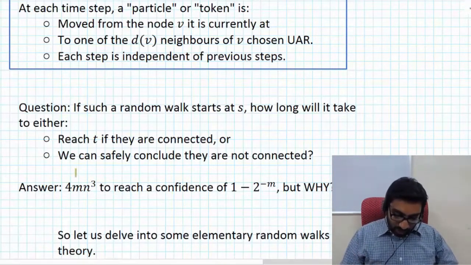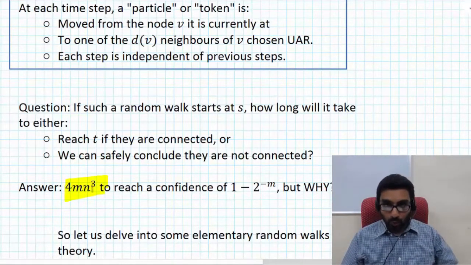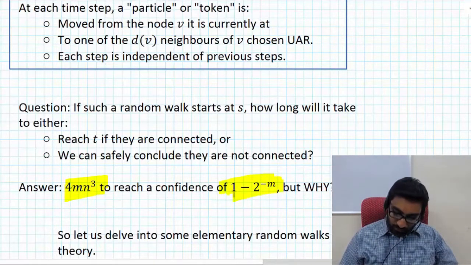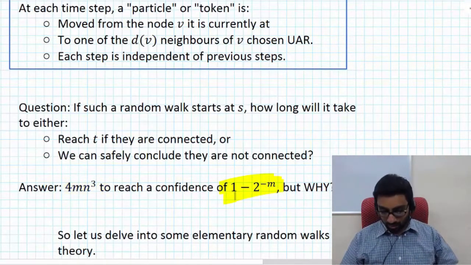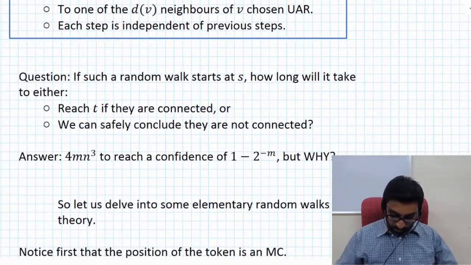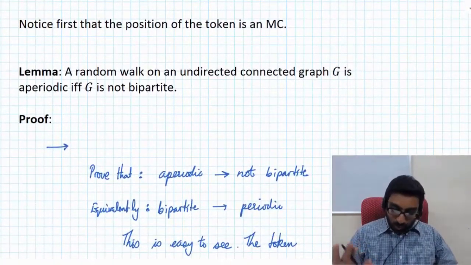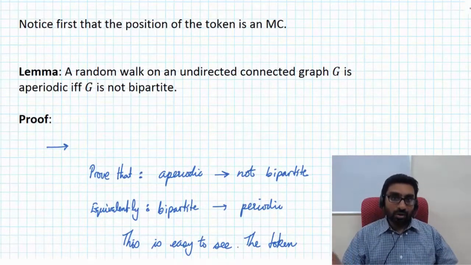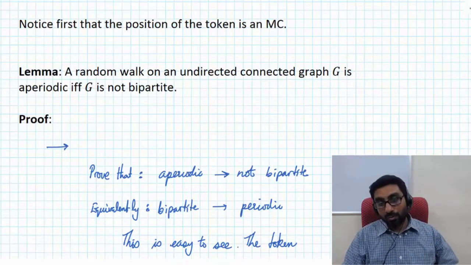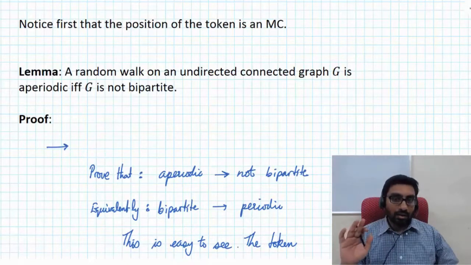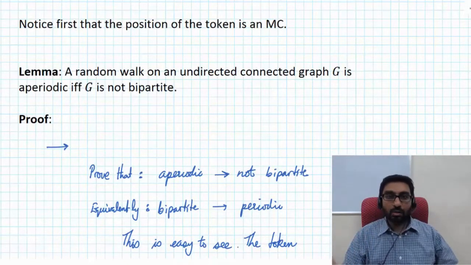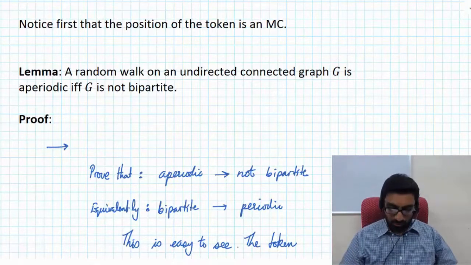And as it turns out, that number of steps is 4mn cubed in order to get a confidence of 1 minus 2 raised to the minus m. But why is that? Well, that's what we are going to delve into in this segment. And just in case you missed this point, notice that the position of the token can be thought of as a Markov chain. So the position is a vertex. So the Markov chain has n states, basically each state corresponding to some vertex in which that token is present.